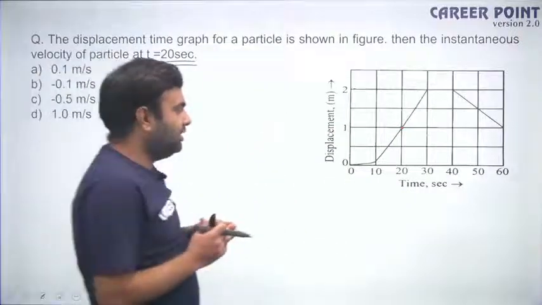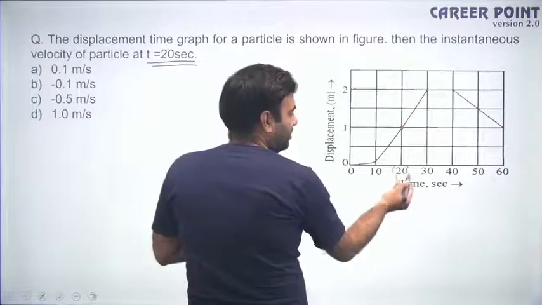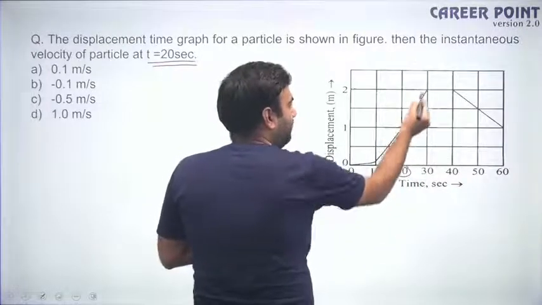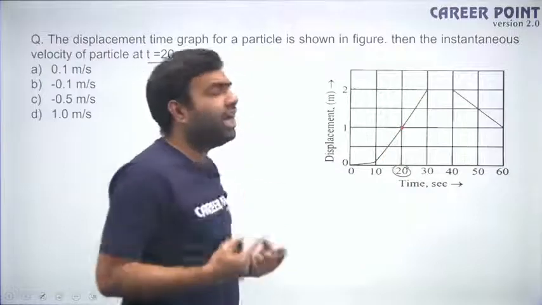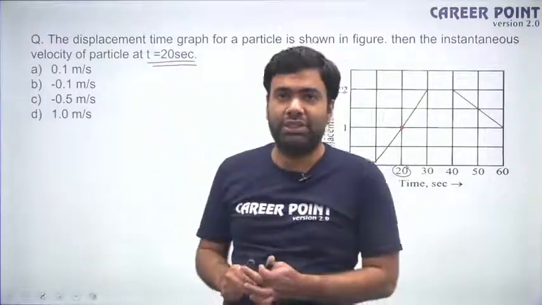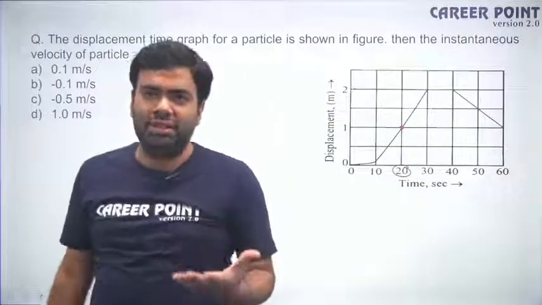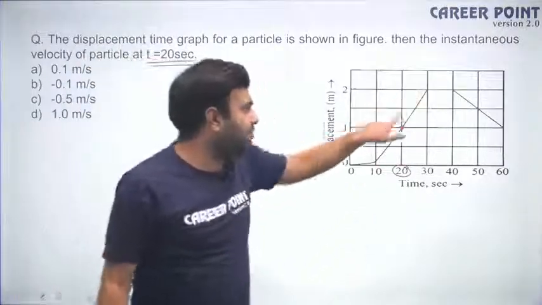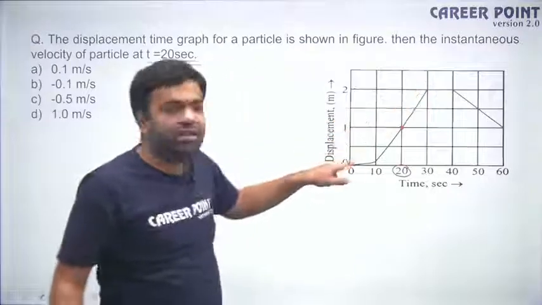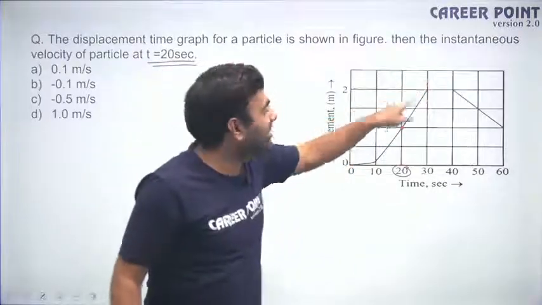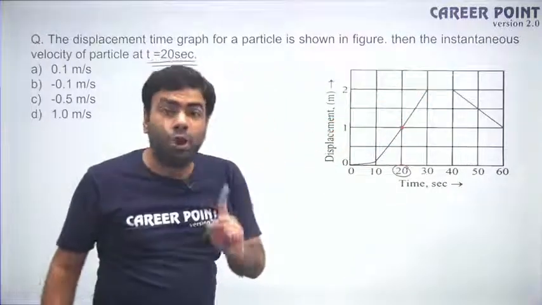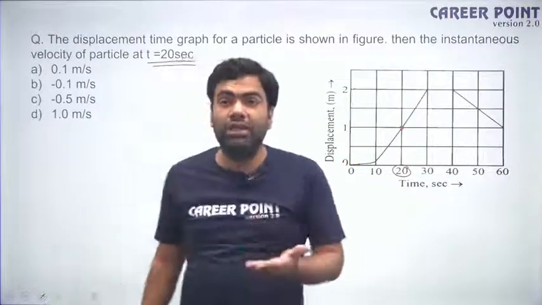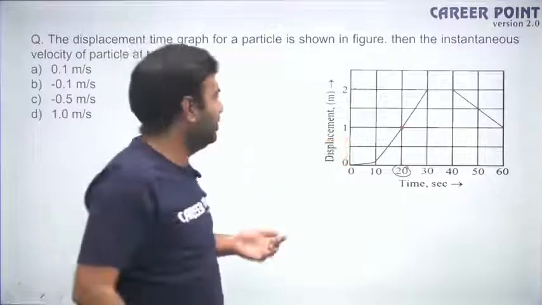See, this is t equals 20 seconds, and at t equals 20 seconds, the point on the graph is this, and we have to find the instantaneous velocity. What was the rule to find instantaneous velocity from the graphical method? Draw the tangent at this point. Because this is a straight line, the tangent at this point will be the same straight line, and the slope of this tangent will give you the instantaneous velocity. So it is easy to find the slope.